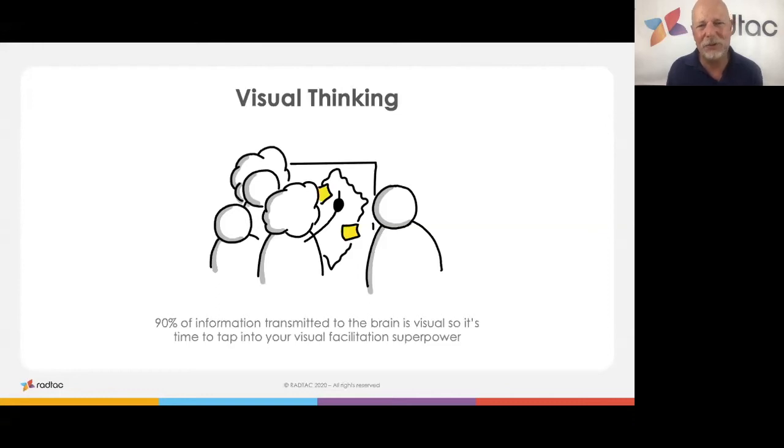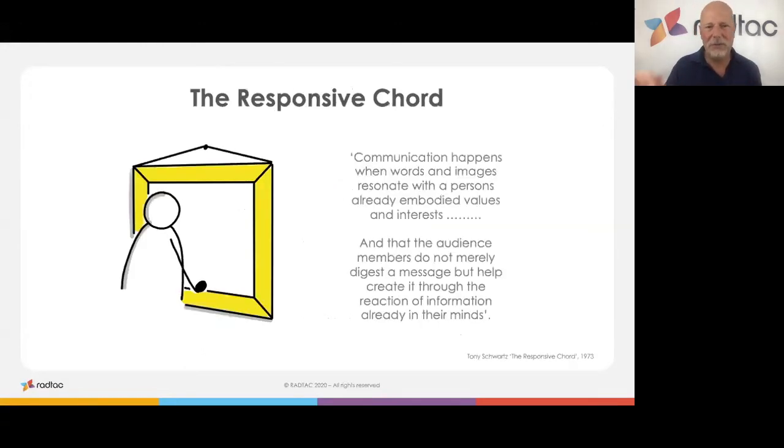Do we need documentation? Well, we need documentation for certain things. You know, chances are you're going to need testing documentation, design documentation. However, we try and make everything as visual as possible. I like this. This is something which I would recommend you have a look at. Tony Schwartz, quite old stuff from '73. So it's called the responsive chord. Communication happens when words and images resonate with a person's already embodied values and interests. What does that mean?